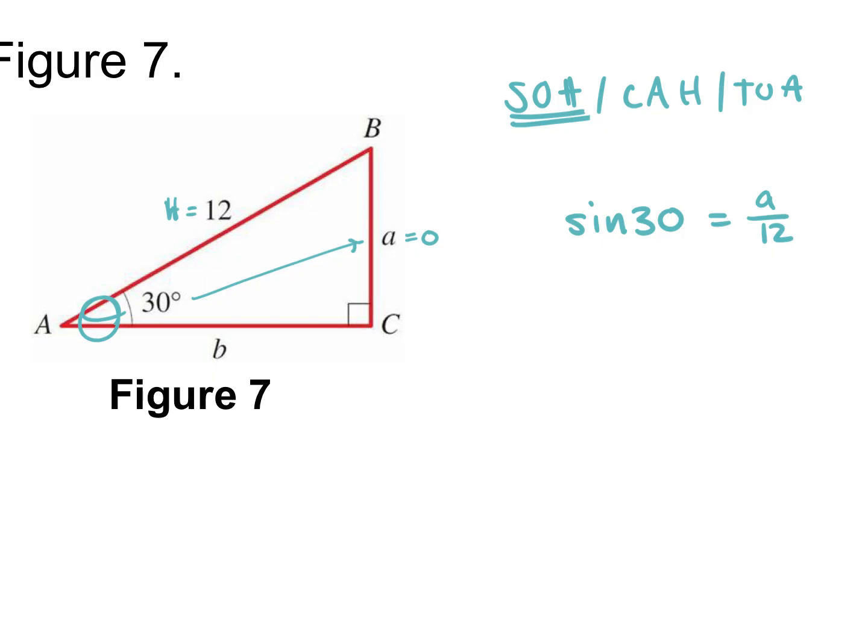Now we want to solve for A. So how can I move that 12 to the other side? If it's being divided on the right side, what do we do? Multiply. So we're going to multiply both sides by 12. So we have A equals 12 times the sine of 30 degrees. Now make sure your calculator is in the degrees mode. So we can do 12 times sine of 30. That gives us A is equal to 6.